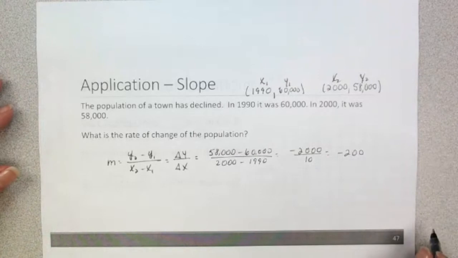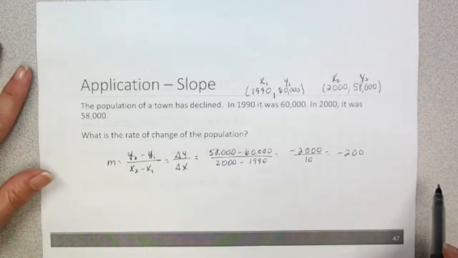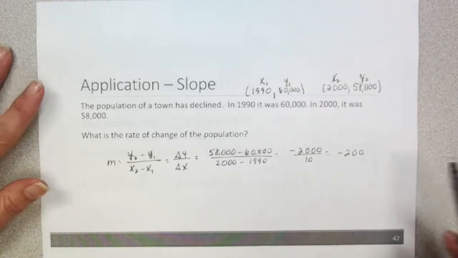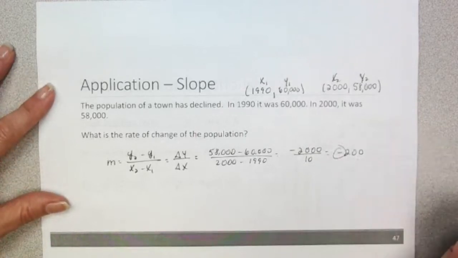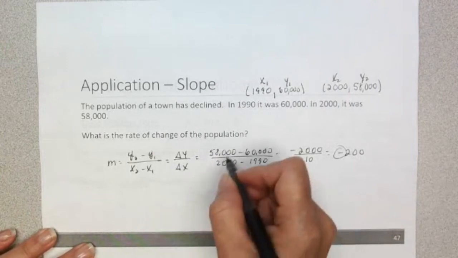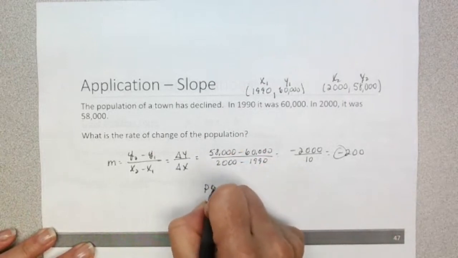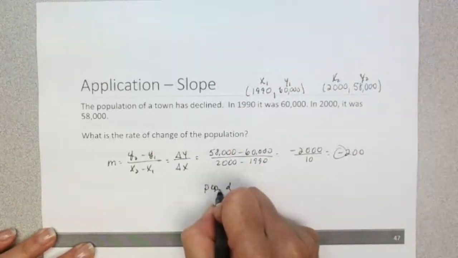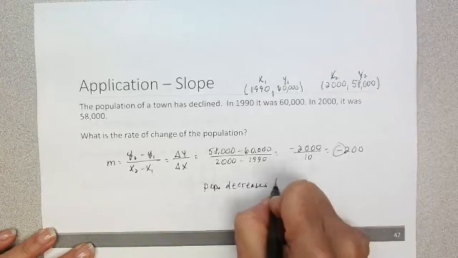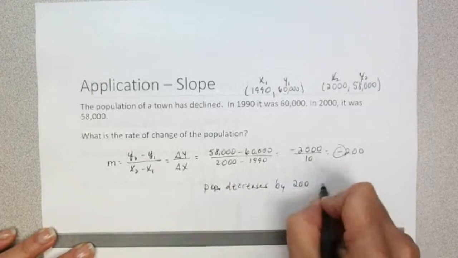Okay, so what does this mean? This means that on average, 200 people move away from this town per year. It's negative, so that's going to be a declining, right? So we might say the population decreases, let's abbreviate that, decreases by 200 people each year.